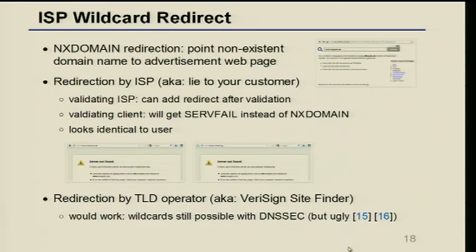Okay, now let's take a look at another issue. Let's take a look at ISP wildcard redirects. There are some ISPs which are doing redirects when you query for a non-existing name. So you query for www.example.net, and this name doesn't exist, and you should get an NXDOMAIN, a name resolution error. Instead, the provider sends you an A record and points you to a web server, and this web server shows advertisements, like here in the top right.